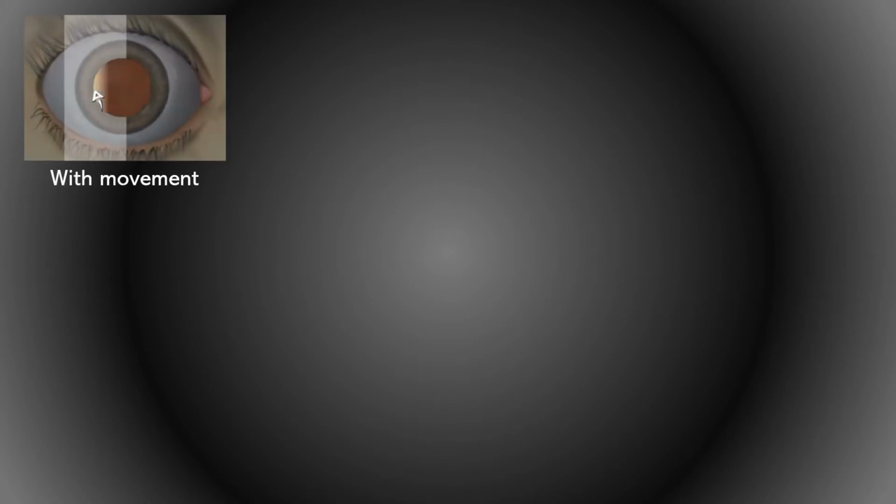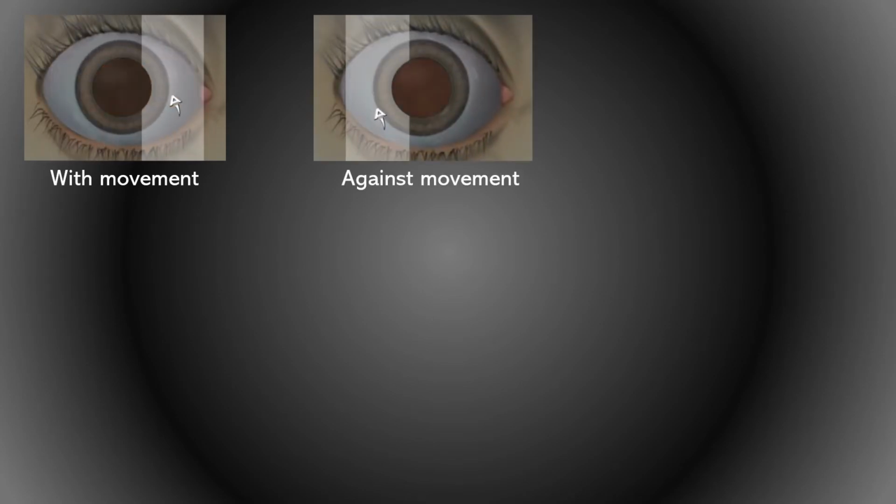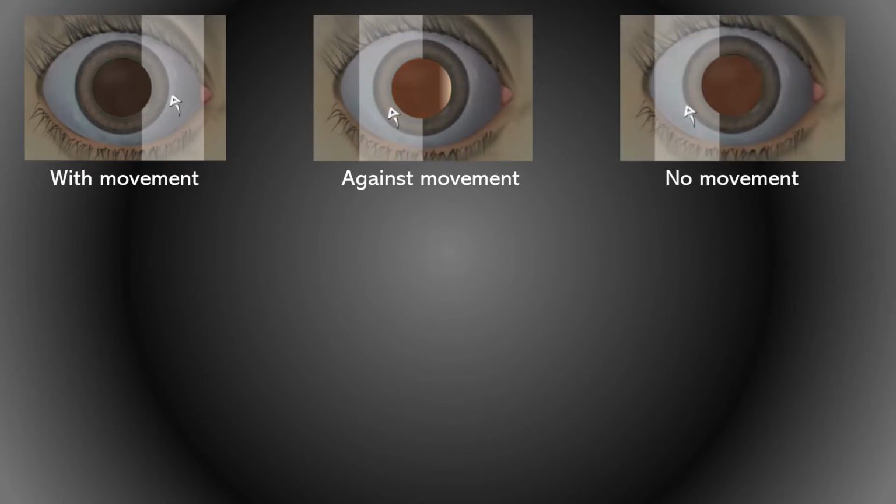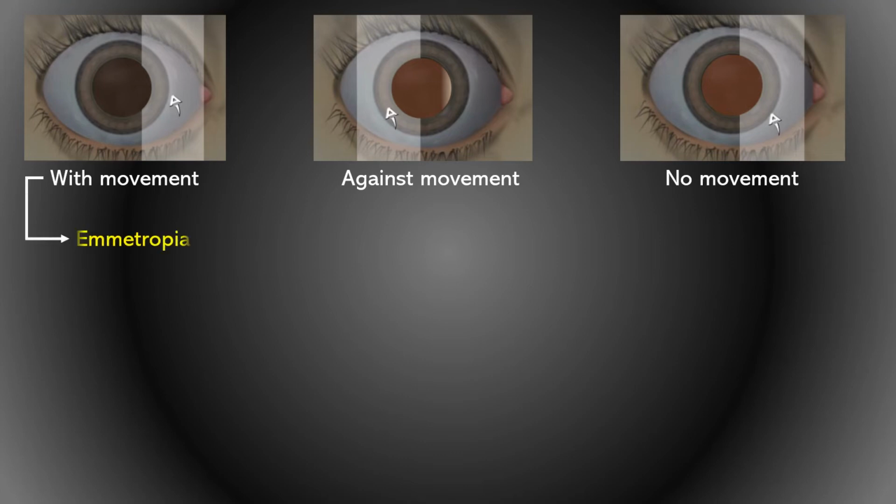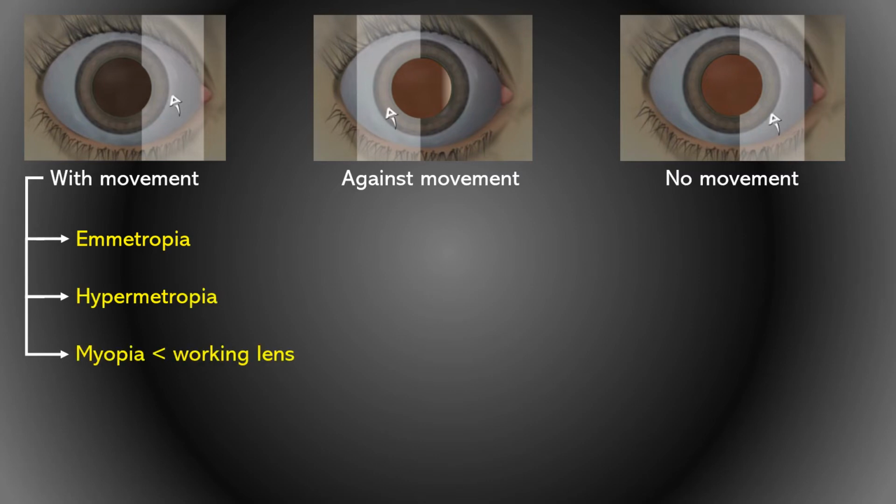To summarize this, we can have with movement, against movement, and no movement. Whenever you are observing with movement, there are 3 possibilities. The options you have are it can be emmetropia, hypermetropia or myopia of less than the working lens. And it is neutralized with plus lens or convex lens.